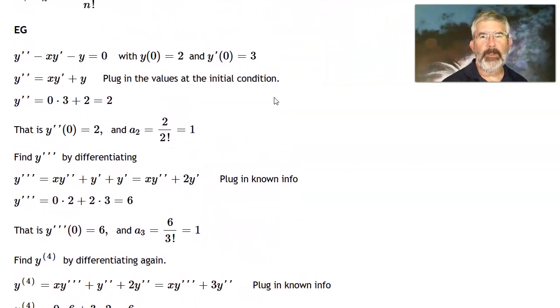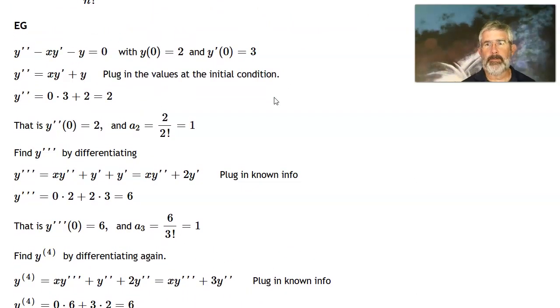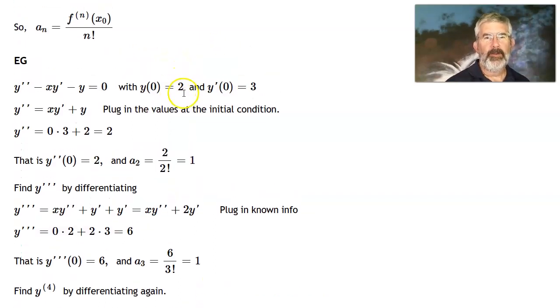This is an example we did in the previous section, so we have some idea what the solution should look like. y double prime minus x times y prime minus y equals 0. This time I'm going to give initial conditions of y of 0 equals 2 and y prime of 0 equals 3.